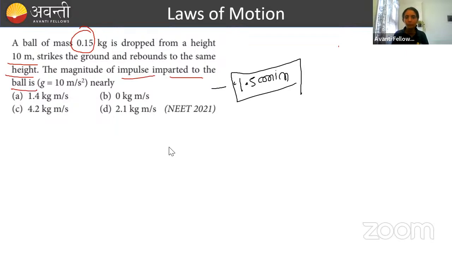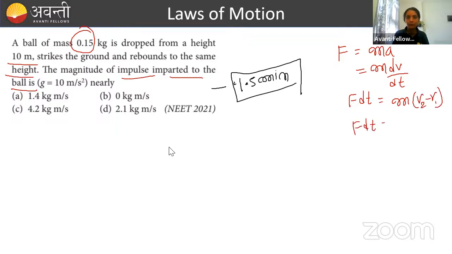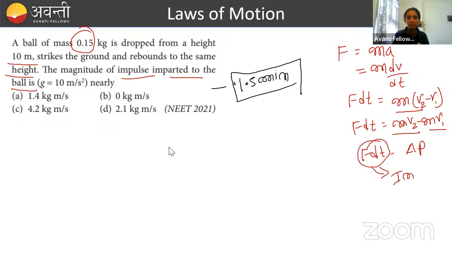So you already know force is written as mass into acceleration, right? Acceleration can be written as the rate of change of velocity. And if I write it like this, F dt equals m dv, the change in velocity. So if you see here, this is mv2 minus mv1. If you see carefully, this is the final momentum and this is the initial, so this is the change in momentum. And this term is called impulse. So impulse is F dt, or impulse is the change in momentum. You can see it both ways.